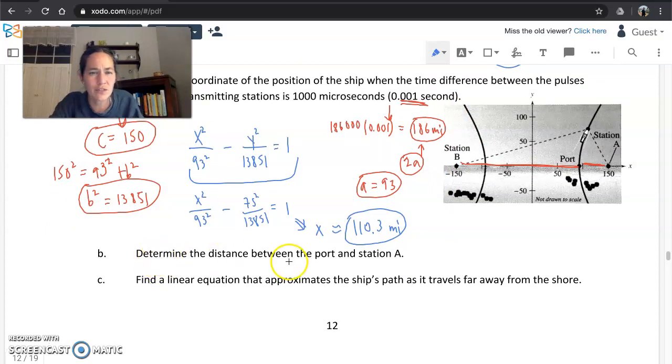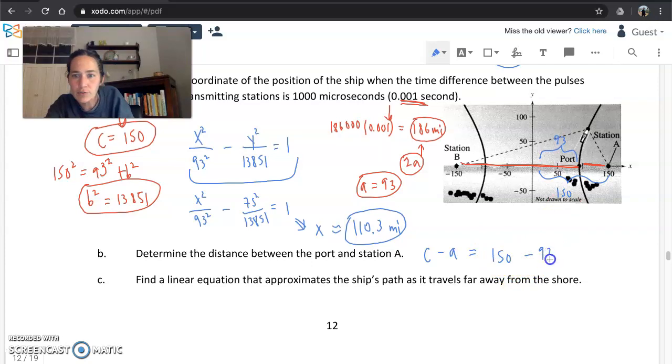Some different questions here. Determine the distance between the port and station A. Well, here's the port, and here's station A. It looks like all they want is that little distance from, we could say, vertex to focus. So we know A and C should get us this. C is this whole distance here, 150 units. And A is this little distance here, 93. Not really a little distance, but C minus A should do the trick, should give you the distance from the port to the station. So a quick subtraction, 150 which was C minus 93 which was A, that many miles. So 57 miles apart.